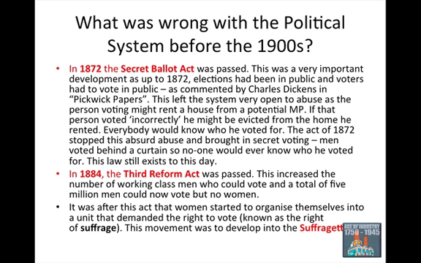Final reforms took place in 1872 with the secret ballot, and in 1884 a third Reform Act was passed. But again, this still didn't give women the vote, and that would lead to the rise of the groups known as the suffragettes.